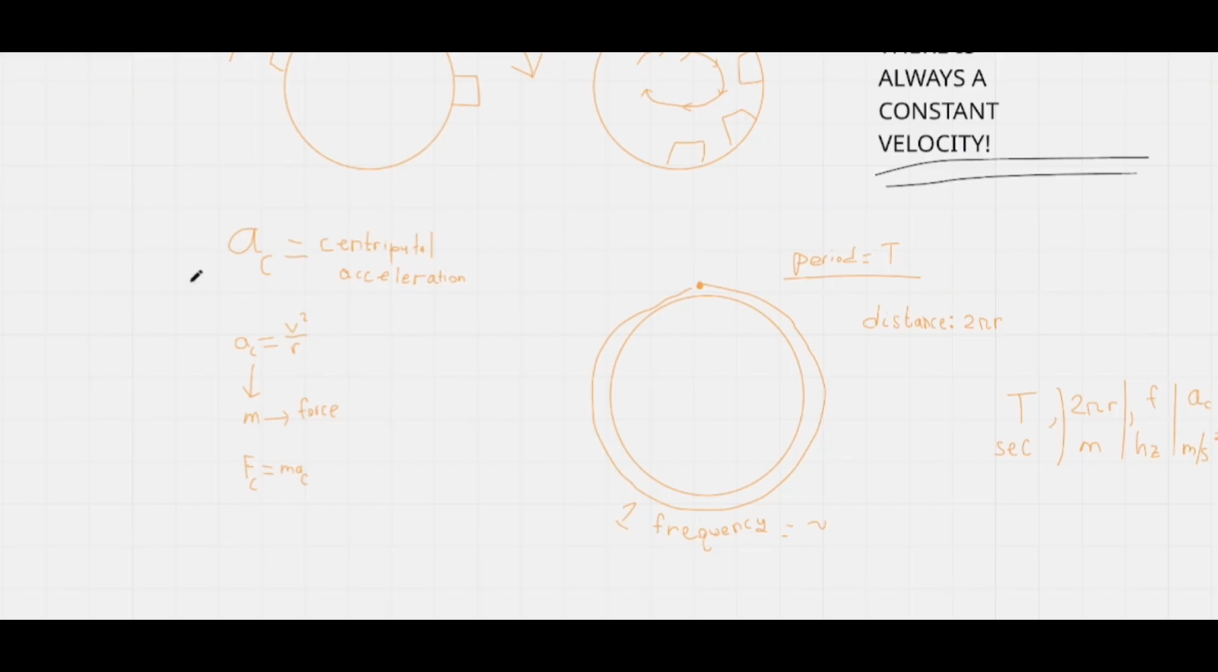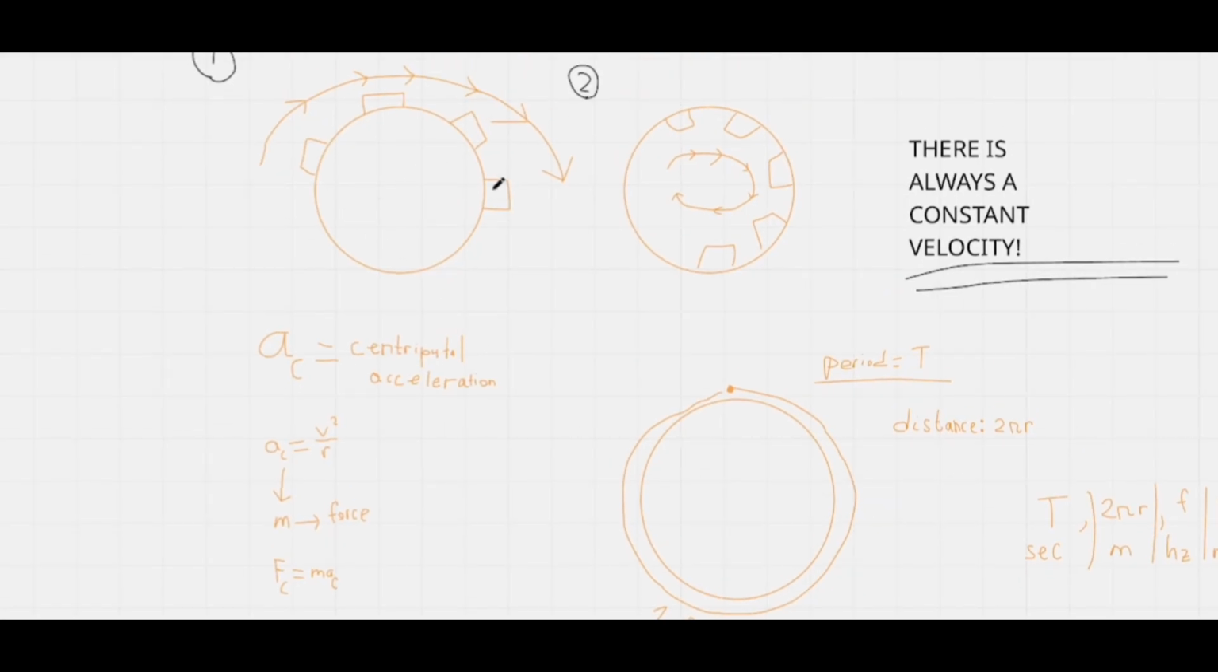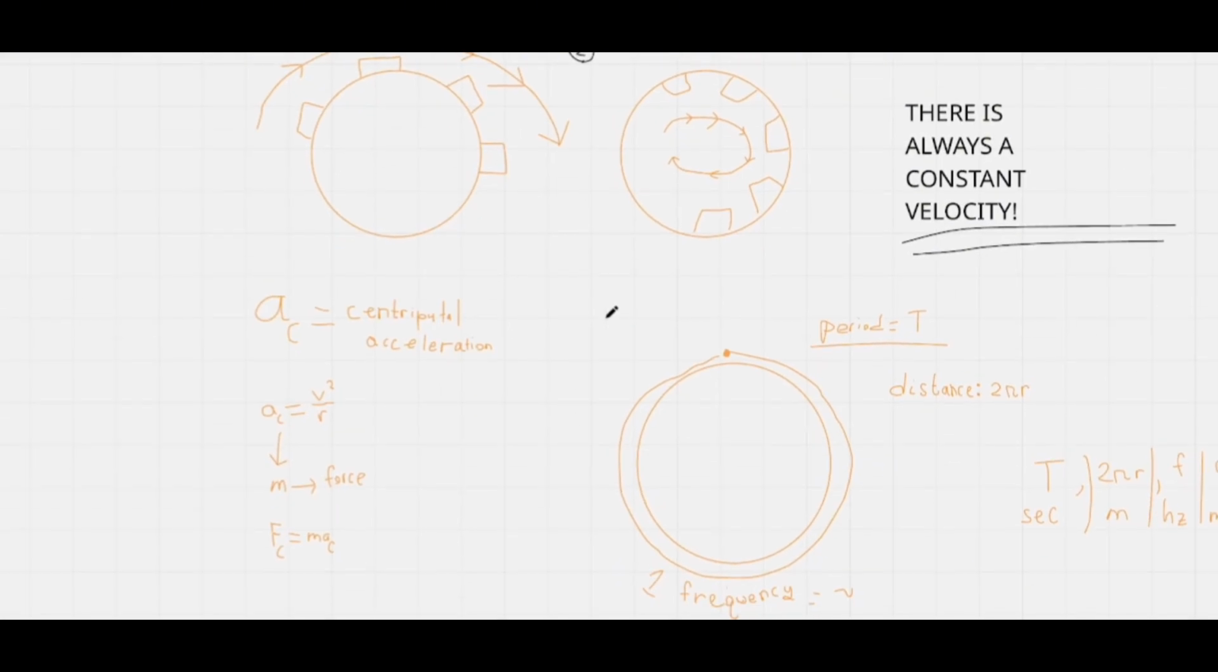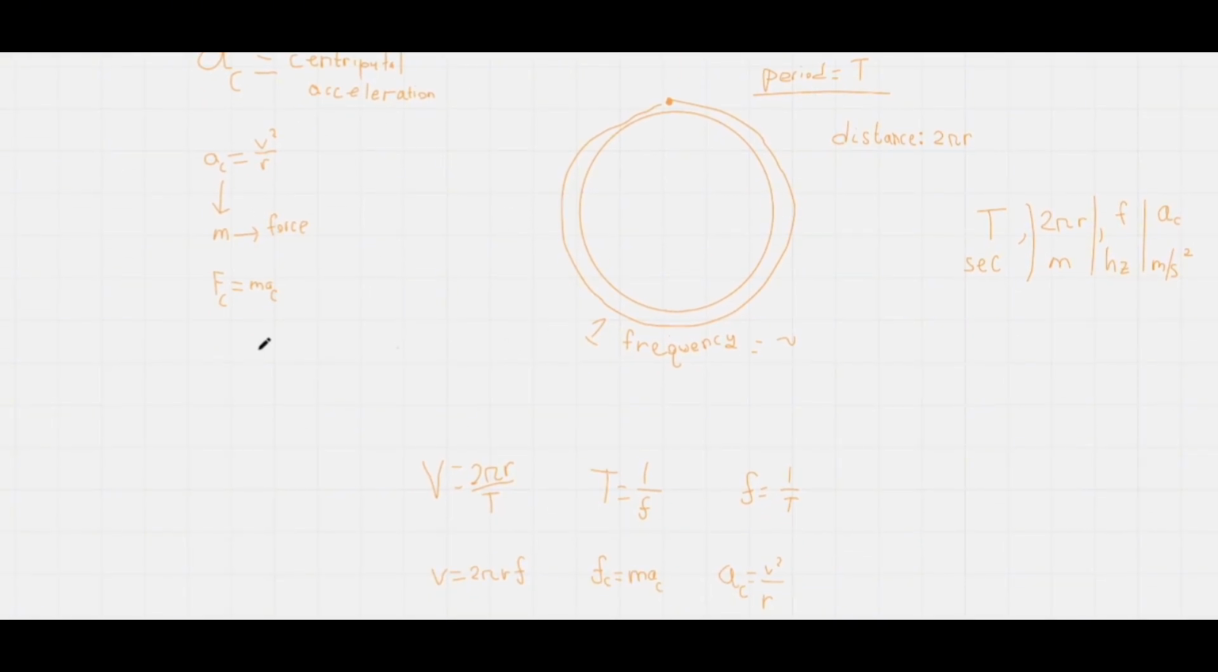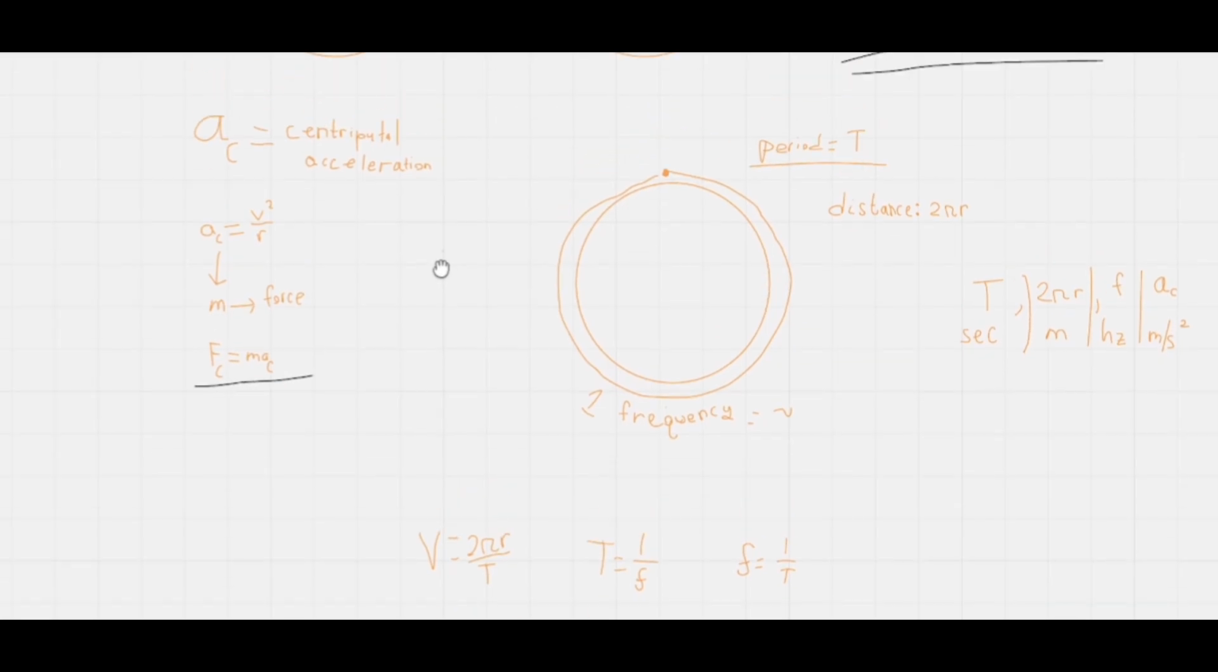And now you can calculate ac using v squared over r, which is the radius. Now, of course, every single circle has a radius, right? And you can find out ac, which is our acceleration, by using this formula right here, which is the centripetal force equals the mass of the object and the centripetal acceleration of the object.